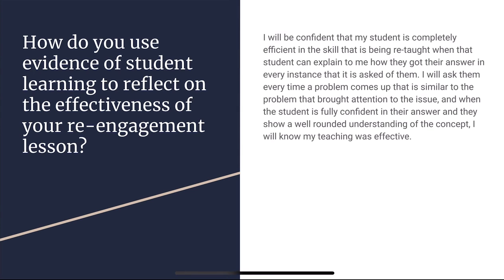How do you use evidence of student learning to reflect on the effectiveness of your re-engagement lesson? I will be confident that my student is completely efficient in the skill that is being retaught when that student can explain to me how they got their answer in every instance that it is asked of them. I will ask them every time a problem comes up that is similar to the problem that brought attention to the issue, and when the student is fully confident in their answer and they show a well-rounded understanding of the concept, I will know my teaching was effective.